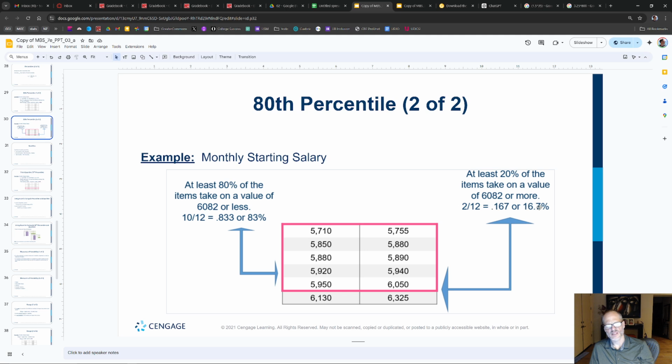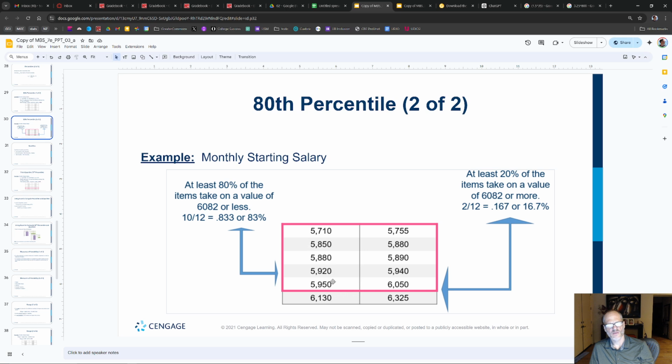And 2 over 12 is 16.7%. And then 20% of the values, so here's 10 over 12. So we're a little bit past that. At least 80% of the values take on 6082 or less.